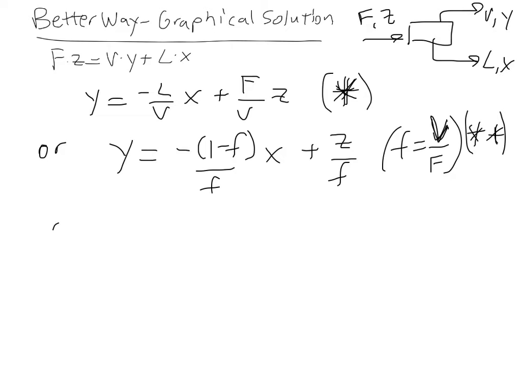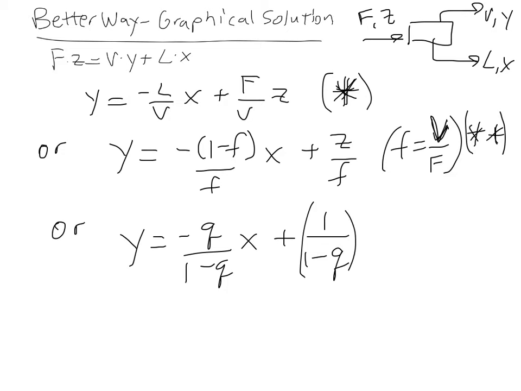I could also write this equation as y is equal to negative q over 1 minus q times x plus 1 over 1 minus q times z. And in this case, q is equal to L over F. I'm going to call this one triple asterisk. So we have three different equations. They're basically the same equation where I'm just using different parameters.